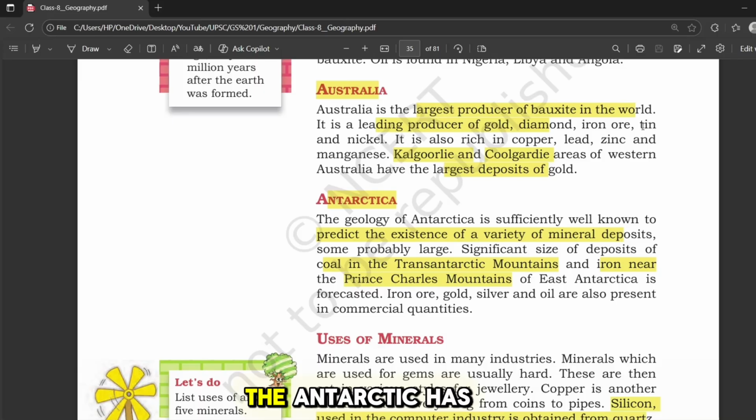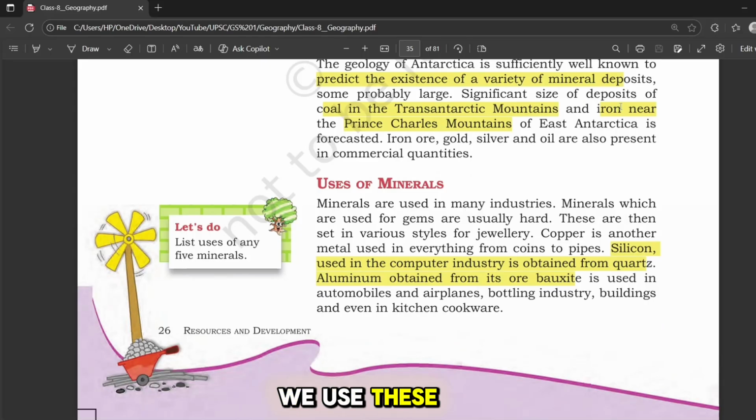And finally, even Antarctica has mineral deposits. Coal is found in the Transantarctic Mountains and iron near the Prince Charles Mountains, but mining is not allowed there because of environmental protection laws. Now, how do we use these minerals?